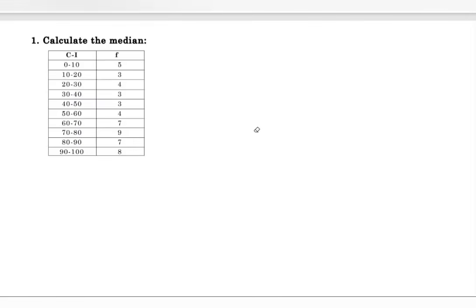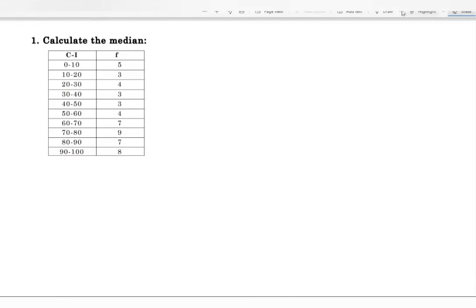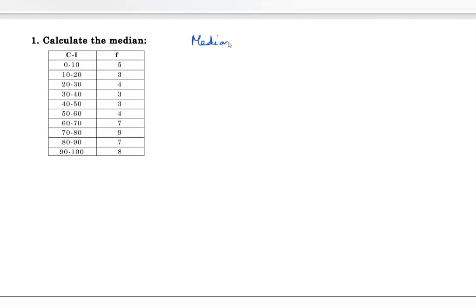Of today's session, calculate the median of the following data. Before moving to calculating the median, the first step is we should learn the formula. So do repeat with me. Median of grouped data equals L plus n by 2 minus Cf by F into H. So median of grouped data, otherwise median equals L plus n by 2 minus Cf by F into H.